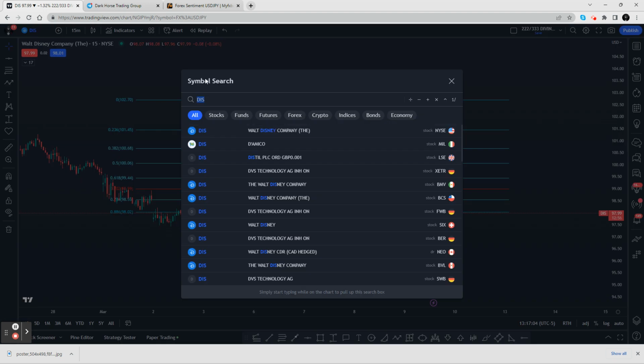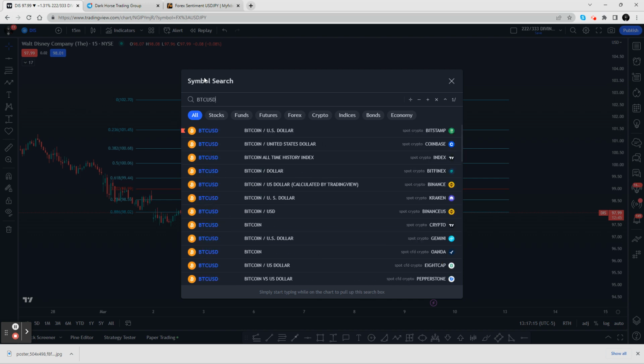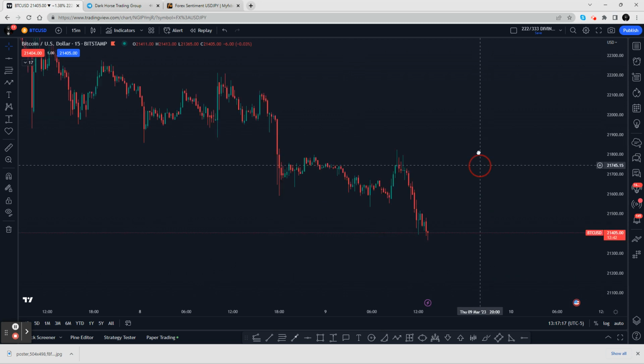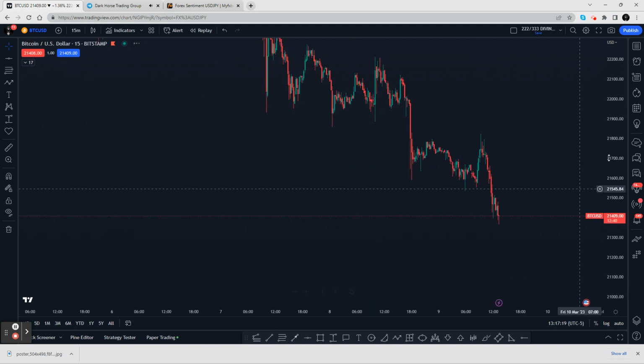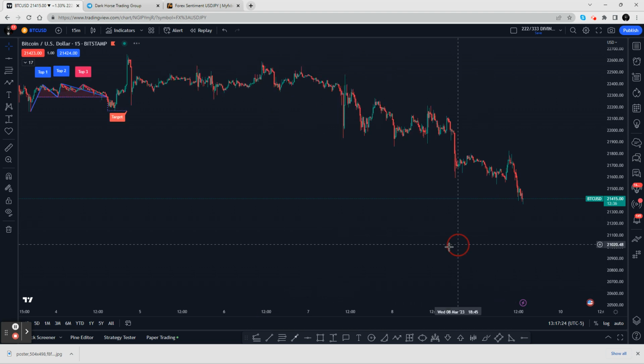So right now the dollar is moving pretty strong. All these equities getting ate up. Look at Bitcoin. All right, Bitcoin. Let's see what you had going on.